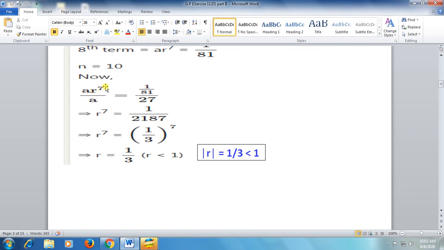So a r to the power of 7 by a is equal to 1 by 81 by 27. That leads to 1 by 2187. Here, as we have power 7, the 1 by 2187 should also be expressed in terms of power of 7. So it is expressed as 1 by 3 to the power of 7. So that leads to r is equal to 1 by 3. So 1 by 3 is less than 1.